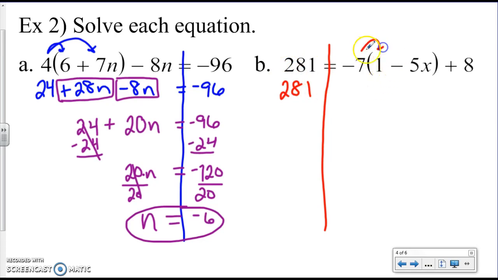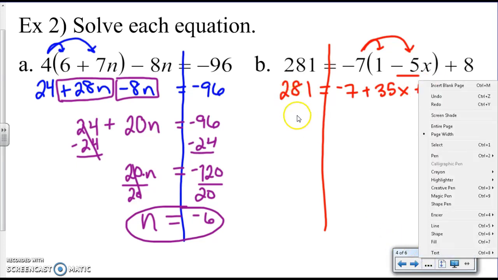I need to eliminate the parentheses on my right side. So I'm going to do negative 7 times 1, which is negative 7, and then negative 7 times negative 5, which gives me a positive 35x. So a negative times a negative, again, is a positive. That plus 8 is not in my parentheses, so I'm just going to bring that down.